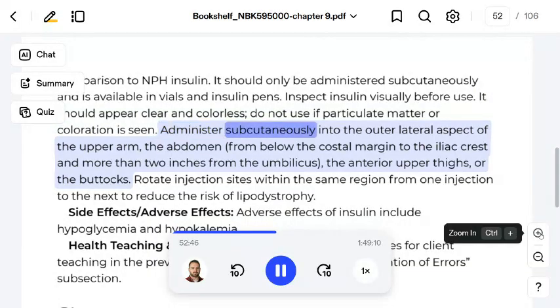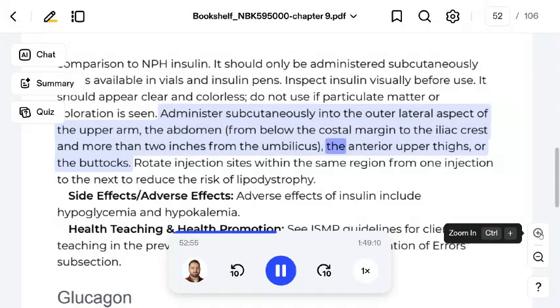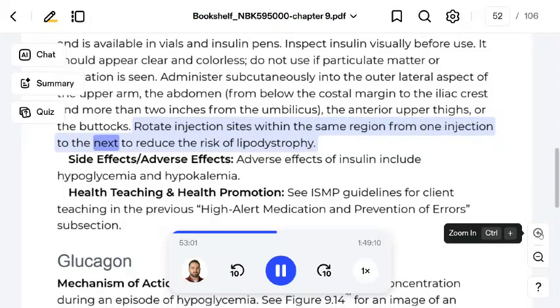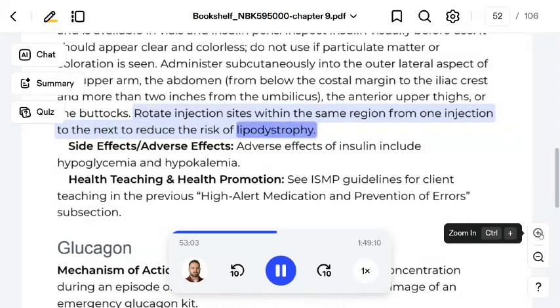Administer subcutaneously into the outer lateral aspect of the upper arm, the abdomen, the anterior upper thighs, or the buttocks. Rotate injection sites within the same region from one injection to the next to reduce the risk of lipodystrophy.